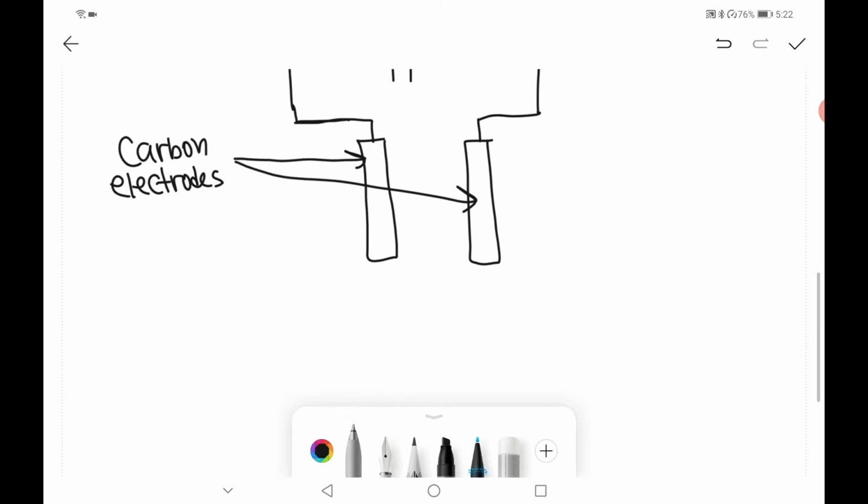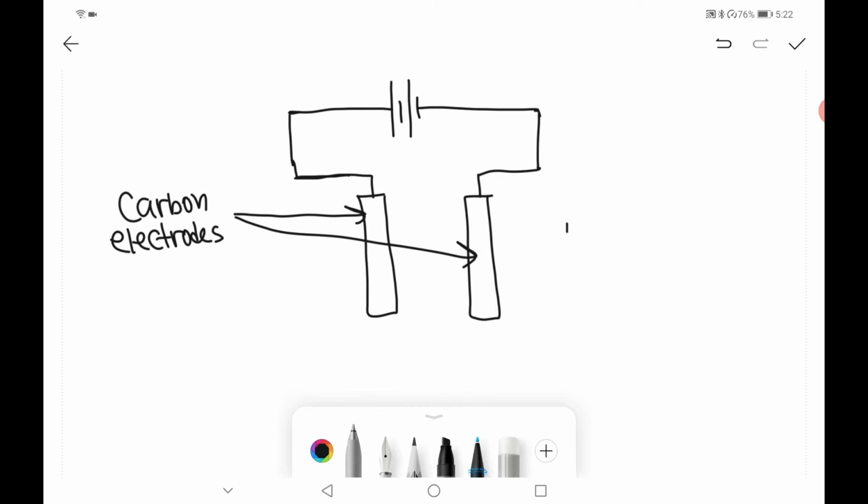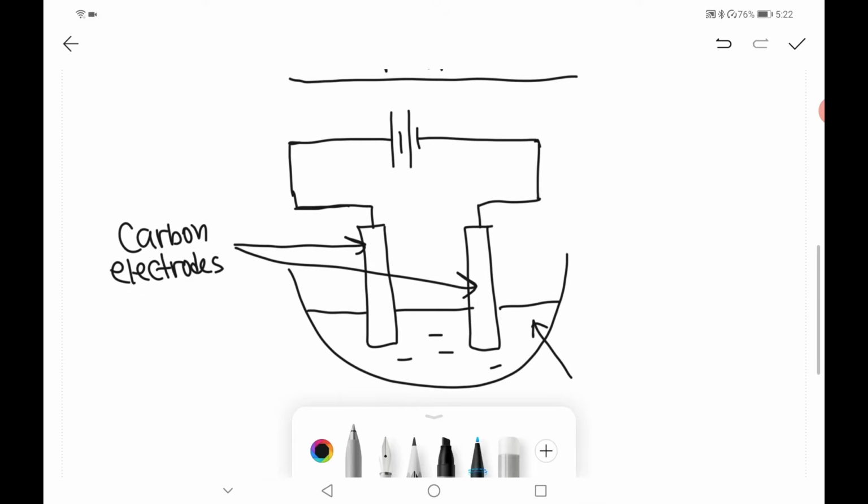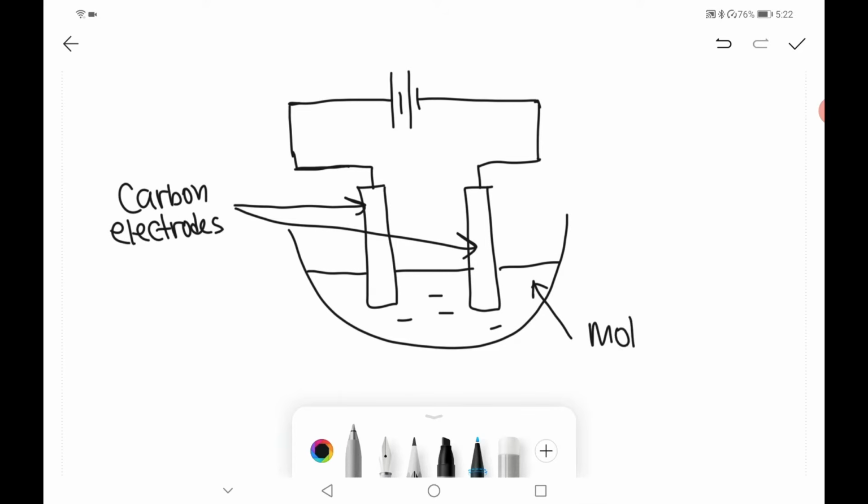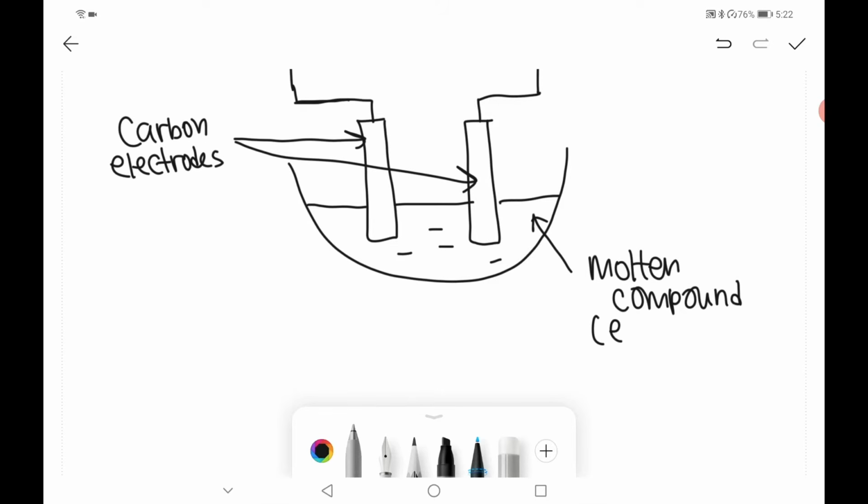So these carbon electrodes need to be immersed into some liquid. This liquid we call molten. So this is the liquid in a molten form. This is the molten compound. When we take the solid and heat it up, we get the molten compound, and this molten compound is our electrolyte. If you don't know what an electrolyte is, please refer back to the last lesson.